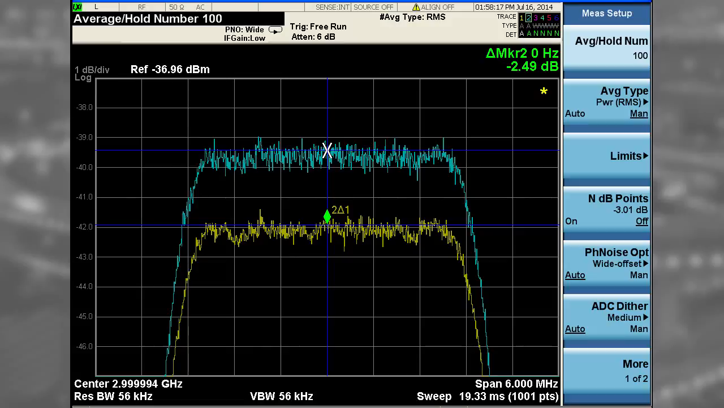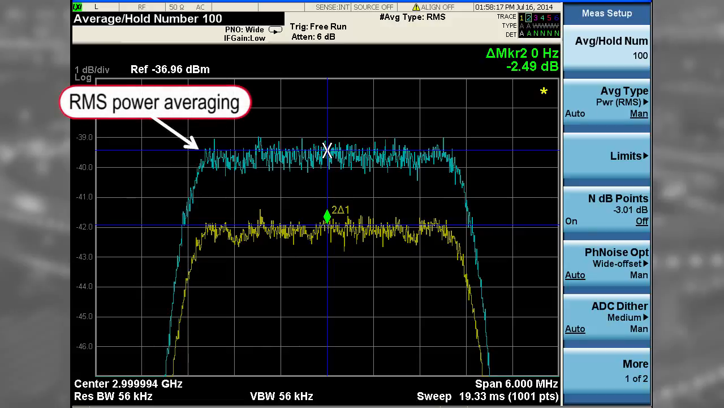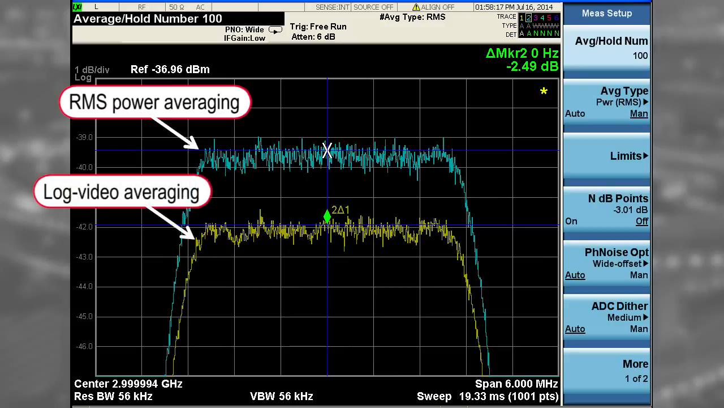The blue trace is a WCDMA signal measured using RMS power averaging. The yellow trace is the same signal measured with log video averaging. Observe the 2.5 dB drop.